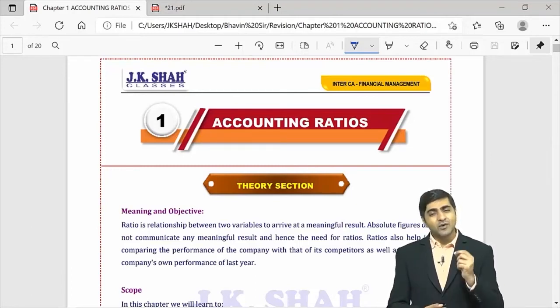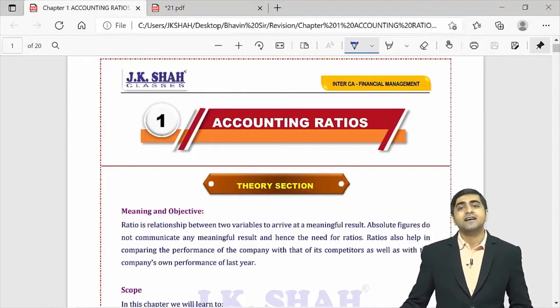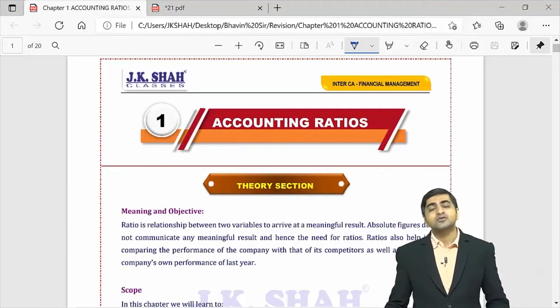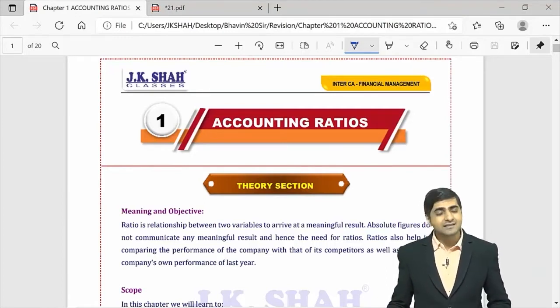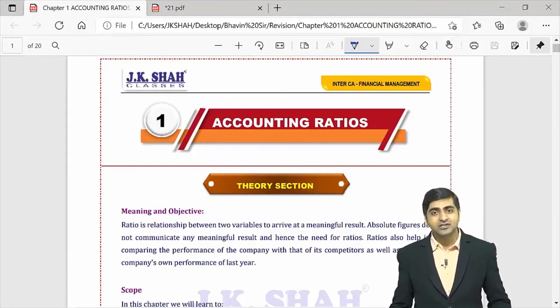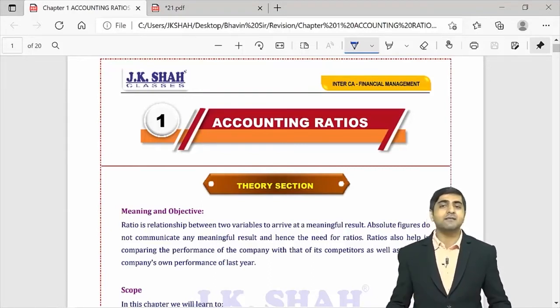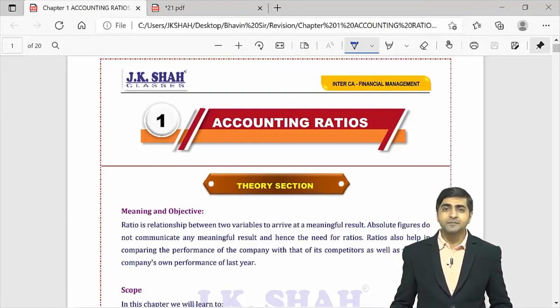Your question number 1 in your Financial Management is a compulsory question of 5 marks each, which can be for 4 questions. So your question number 1 will be for 20 marks, and then from your question number 2, 3, 4, 5 and 6, from your 5 questions you have to attempt any 4 questions of 10 marks each. So that will be constituting your 40 marks. So together 20 marks plus 40 marks, 60 marks will be for your FM paper.